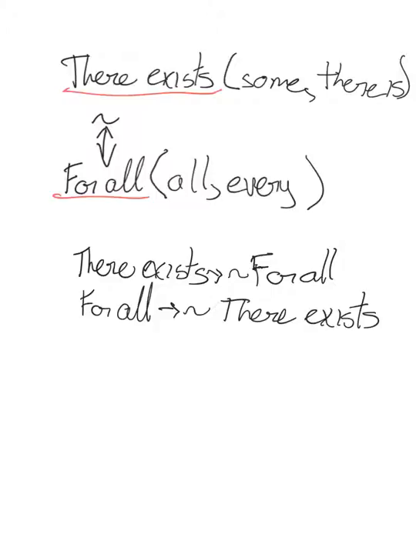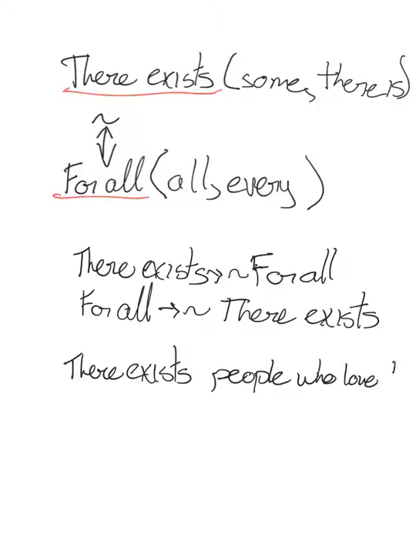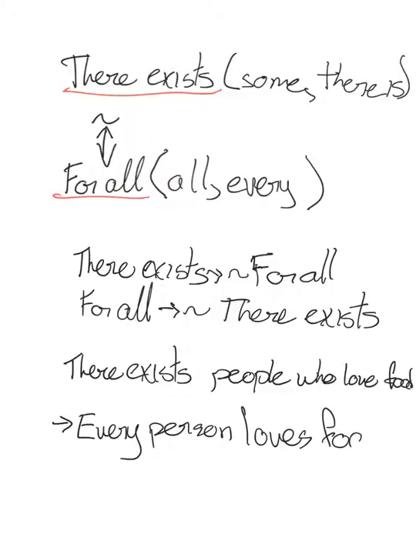So now as an example, there exist people who love food. The negation of that would be for all, or every person loves food. And then you can go back from every person to there exists. But that's basically all you need to know about quantifiers.